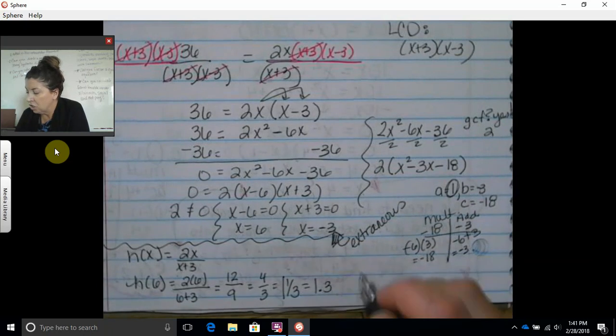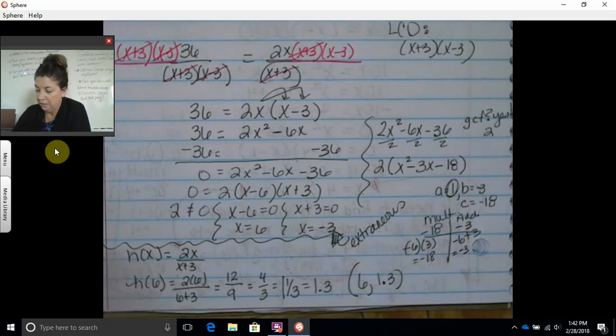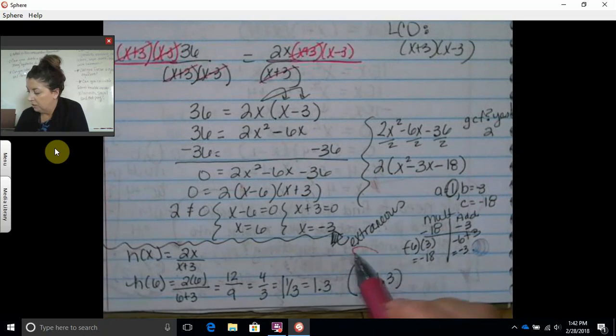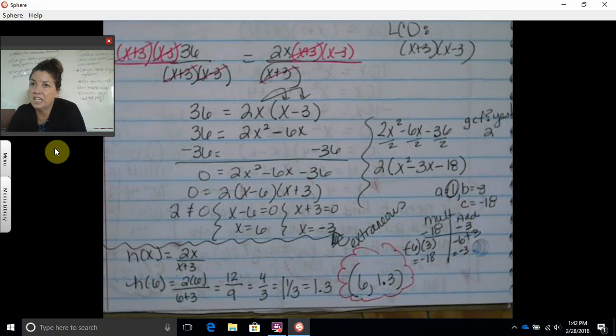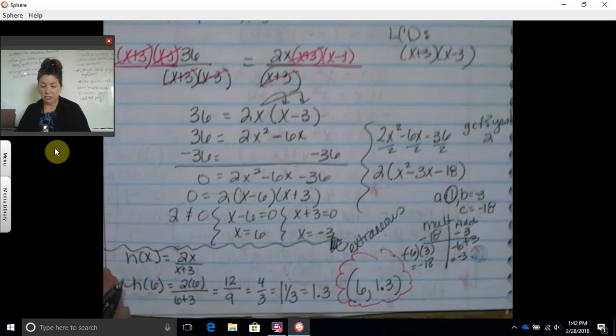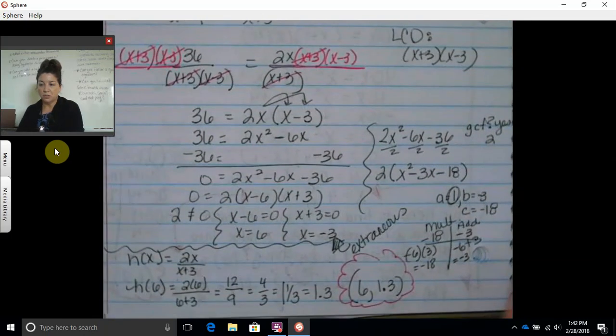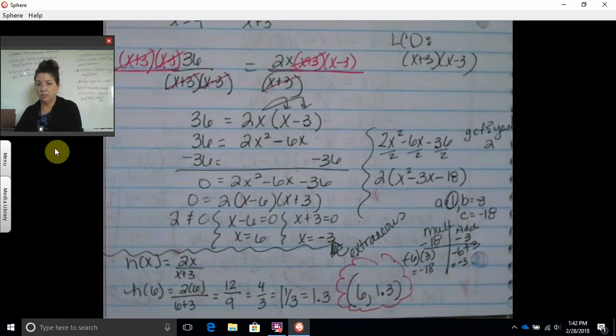But your answer is the whole ordered pair. When x is 6, y is 1 and 1/3, or 1.3, or 4/3, whatever you want to say. So if it asks you for the point where it intersects, you have to find the x and the y. Okay? Does anybody have questions on that? Comments or concerns? Okay.